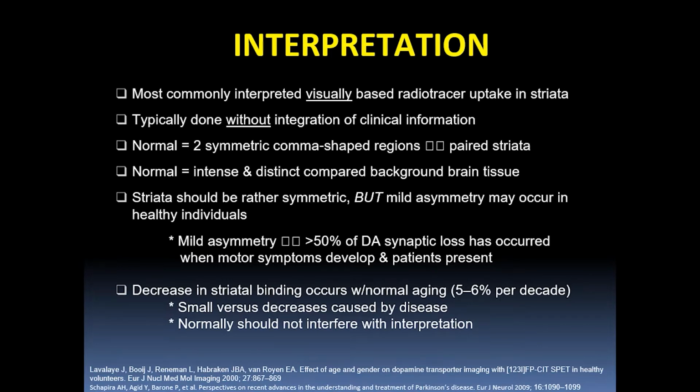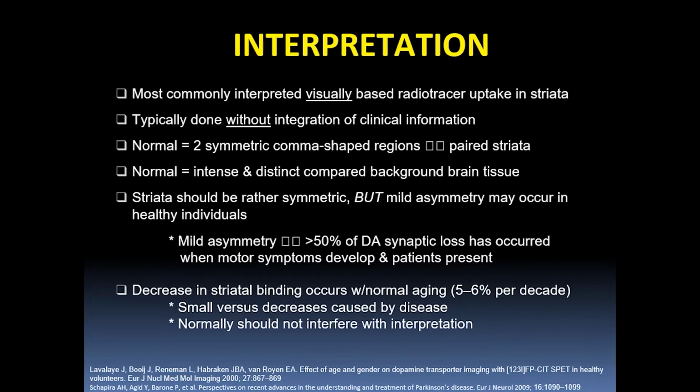Again, the striata should appear symmetric, but understand that some mild asymmetry can occur in healthy individuals. When faced with a case where one thinks they appreciate some mild asymmetry and may be finding it difficult to decide whether it is pathologic or within normal limits, in my opinion, it's very helpful to remember that by the time these patients present to their clinicians, at least 50% of the dopaminergic synaptic loss has occurred, and many experts estimate that number to be much higher, 70 or even 80% synaptic loss. So given that, mild asymmetry is not going to be what you see when a patient presents for imaging. They are going to have significant, profound loss, and that is likely a big part of why visual interpretation is so successful.